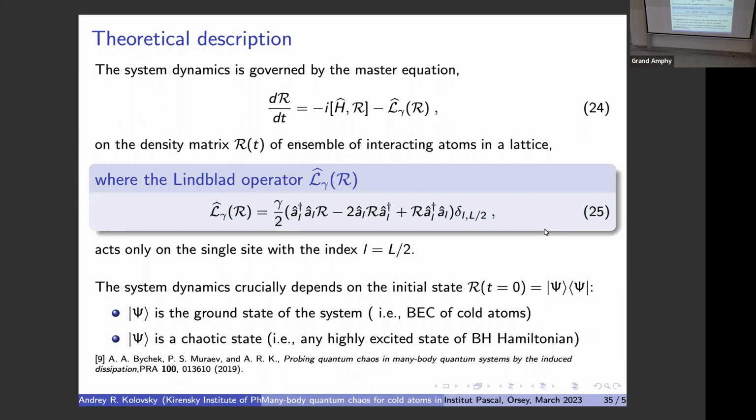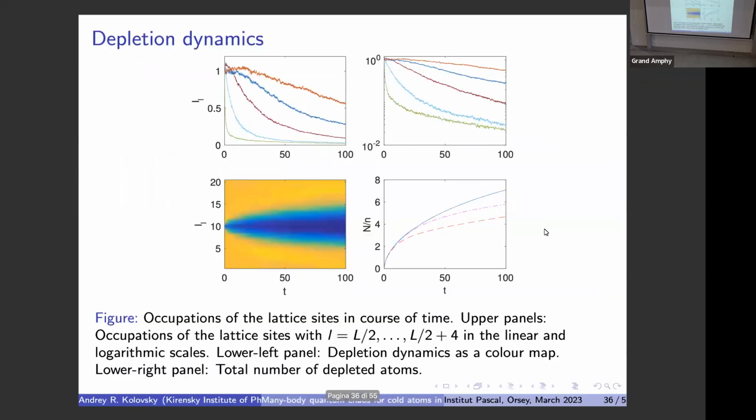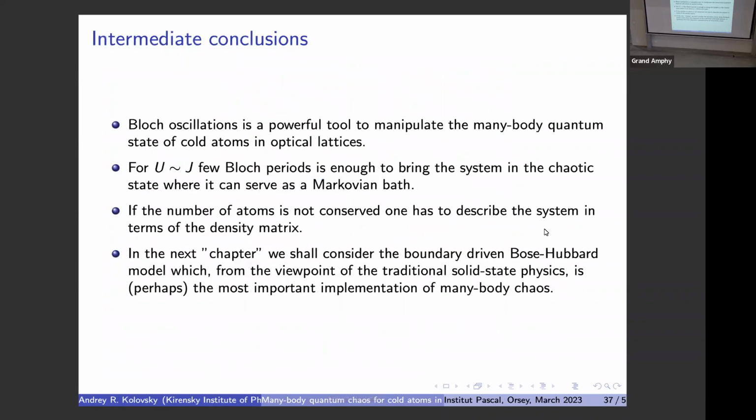Okay, as I say, it depends crucially on whether the system is in the ground state or in a chaotic state. So we studied this case theoretically, and of course calculated the depletion dynamics, the populations of the wells, but I am not going into the details of this theoretical paper; better the intermediate conclusions and then we come to the next topic.